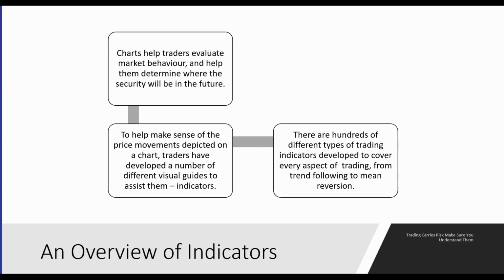To help make sense of the price movement depicted on charts, traders have developed a number of different visual guides to assist them. One of those is called indicators. There are typically hundreds of different types of trading indicators developed to cover every aspect of trading, from trend following to mean reversion.